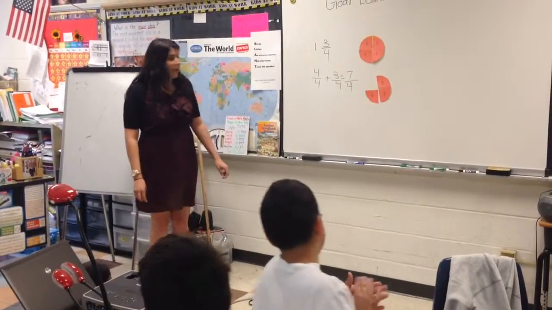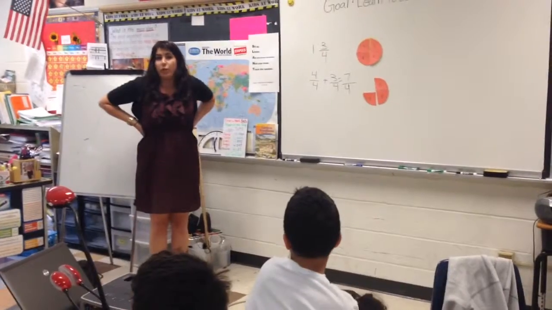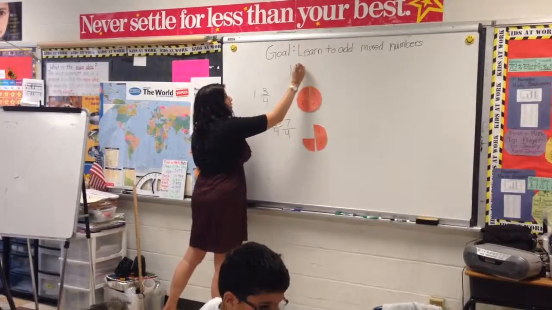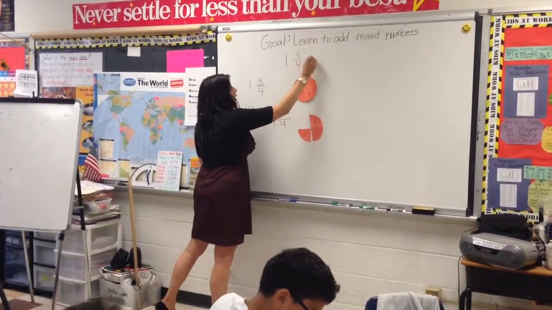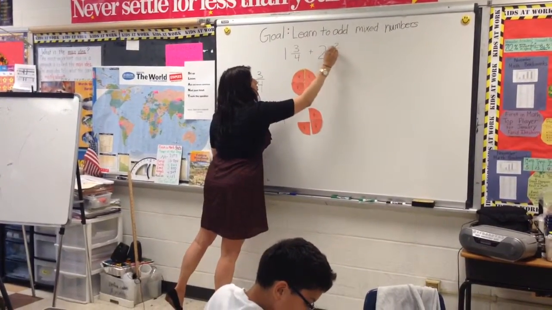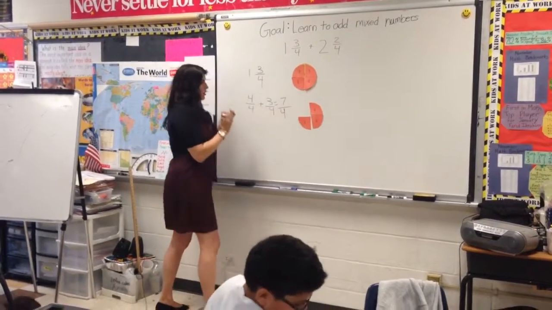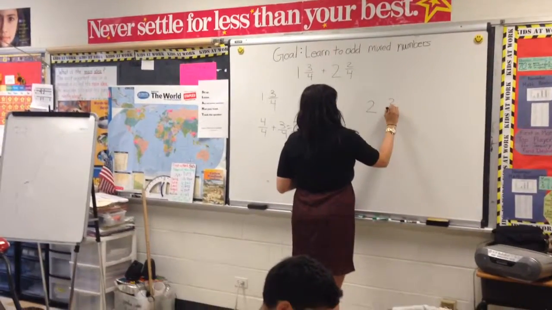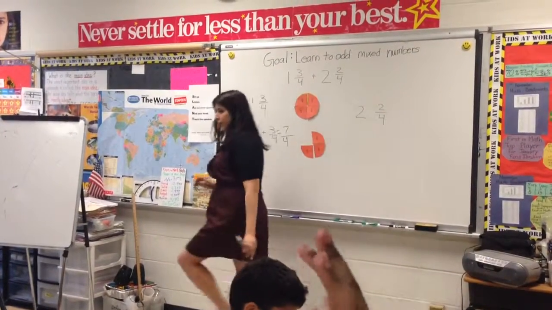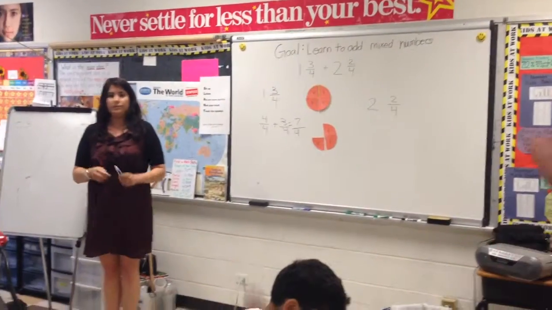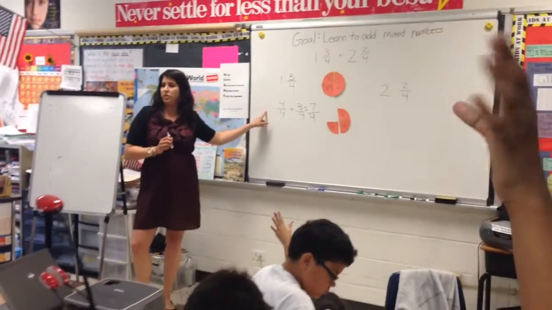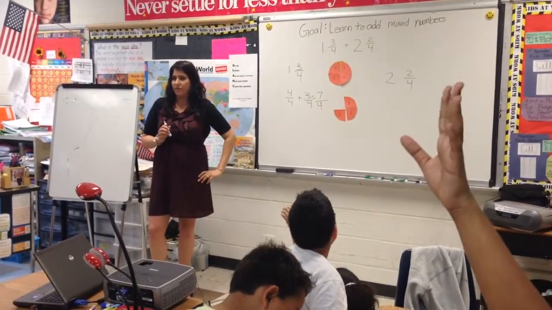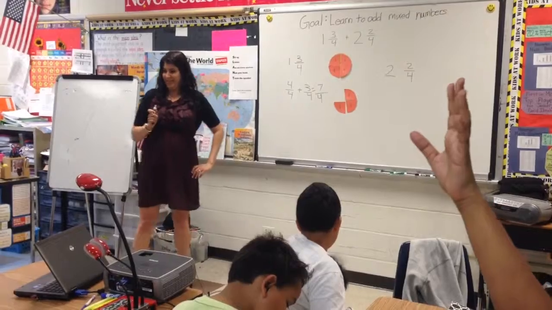Okay. So now what we're going to do is we're going to have our second number. So our actual equation is going to be 1 and 3/4 plus 2 and 2/4. Can somebody come up here and show me how to change 2 and 2/4 into an improper fraction? Just like we did here, how would we change 2 and 2/4 into an improper fraction? Take a second and think if you're not sure. Come on up.